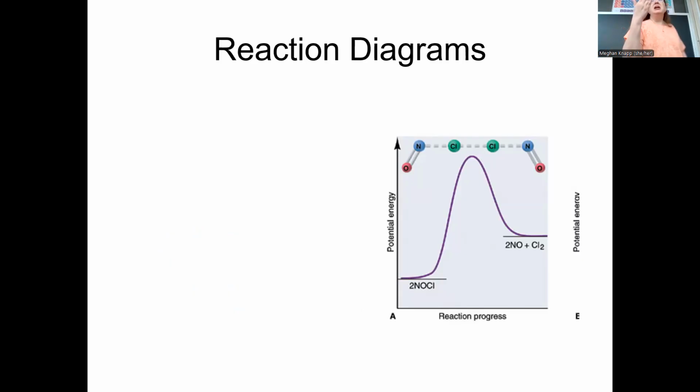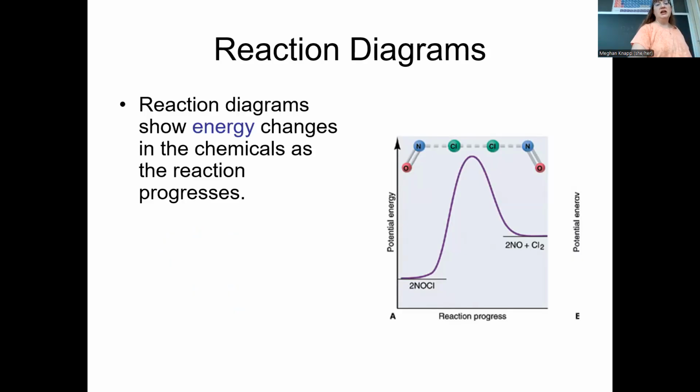Now, Monday, we're going to get to the place where we have multiple hills along the way. But for today, we're just going to look at our regular diagrams. Okay, so they show the energy changes in the chemicals as the reaction progresses. So we can look up in our tables of chemicals and thermodynamics this reactant NOCl and figure out what is the energy of that particular reactant. And then we can look up the energies of NO and Cl of our products and figure out what the energies of those are. But we have this hill in between.